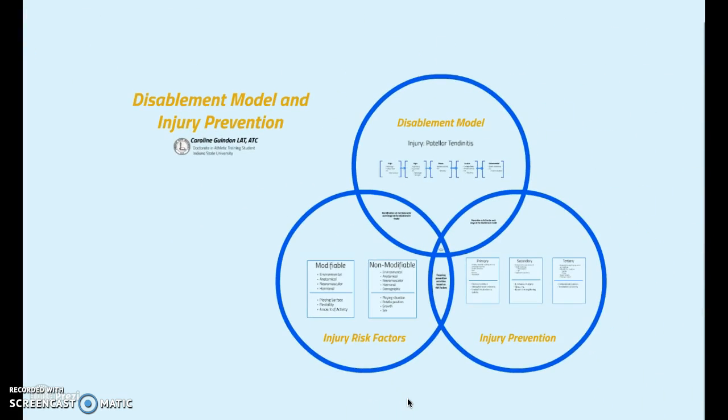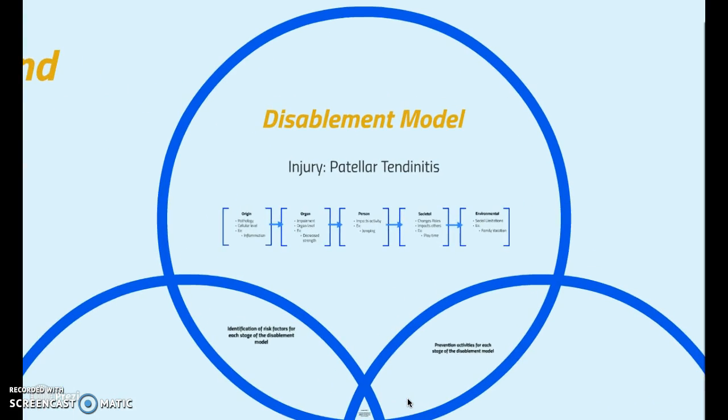Today, I'm going to talk about the disablement model and how it relates to injury prevention as well as injury risk factors. To start with, I'm going to talk about the disablement model. And throughout this presentation, I'm going to use the example of the injury of patellar tendonitis.